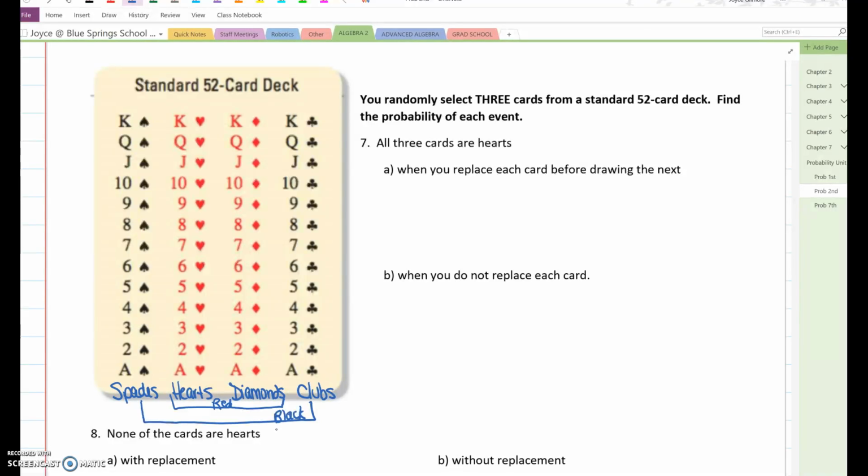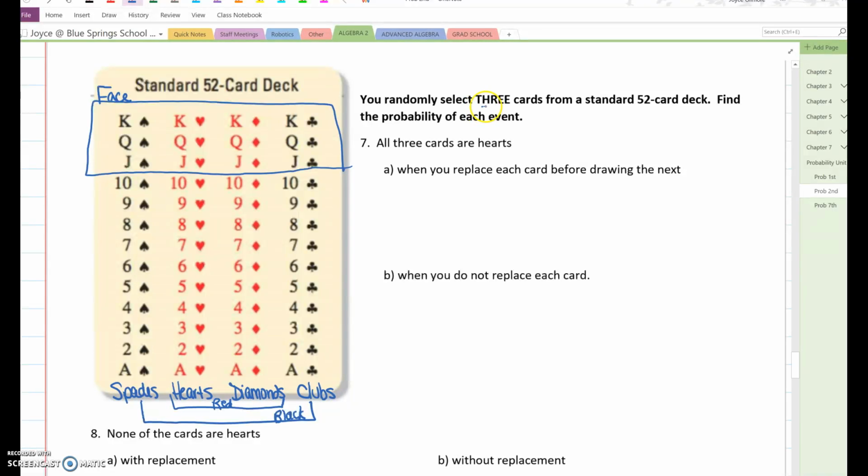Within each suit, there are number cards, ace, which is a 1, through 10. Jack, queen, king are called face cards. So these 12 cards are called the face cards. If you actually look at these cards, they have like people on them, so there's a face visible on the card. That's why they're called face cards.